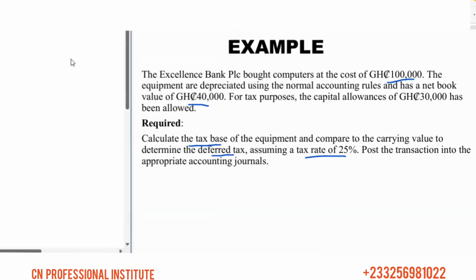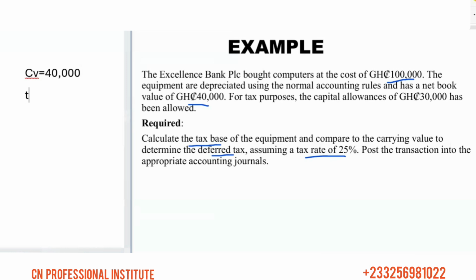So we are looking at the debit and the credit, right? So here we have to compare the current value with the tax base. What's the current value of the asset? Here the current value is what? The current value is 40,000, right? We've been given the current value. Okay, that's the net book value.